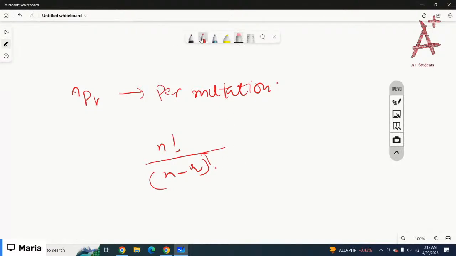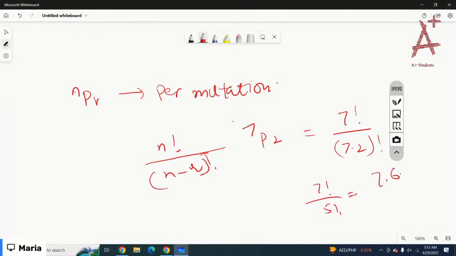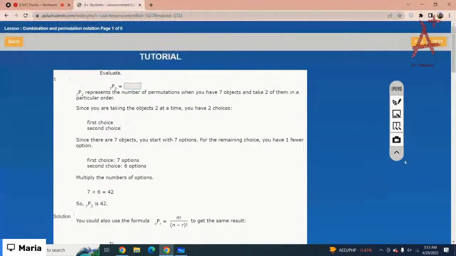Okay, so for the permutation, it would be nPr, and you have to evaluate like this: n factorial divided by n minus r factorial. For example, 7P2. So you need to do 7 factorial divided by 7 minus 2 factorial. So 7 minus 2 is 5 factorial. So it would be 7 times 6 times 5 factorial divided by 5 factorial. 5 factorial cancels out, and 7 times 6 is 42. Okay, that is when you have to calculate the permutations.